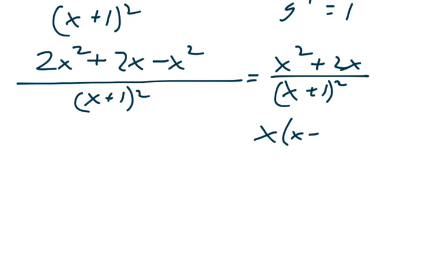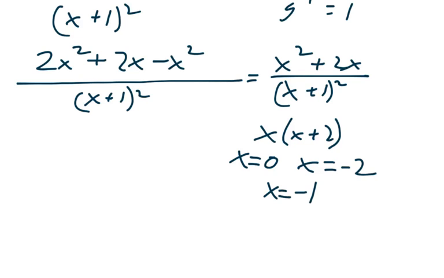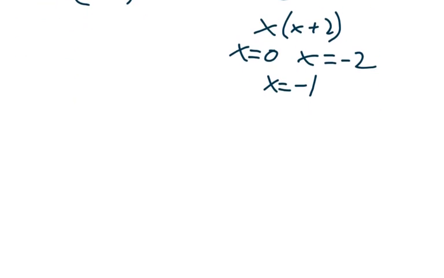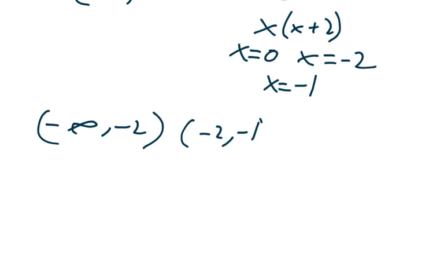So when I factor the top, that gives me critical points at x equals 0 and x equals -2. And I also have to worry about the bottom because even though it doesn't exist, it still may change direction. So I'm going to go from -infinity to -2, from -2 to -1, from -1 to 0, and from 0 to infinity.